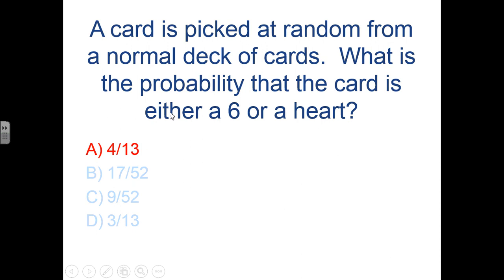All right, so remember, the probability of 6 was 4 out of 52, plus the probability of a heart was 13 out of 52, minus the 6 of hearts, which we counted here and here. So we don't want to count it twice, so we need to subtract it out once, so minus 1 out of 52, and thus when we reduce that fraction, we get 4 out of 13.